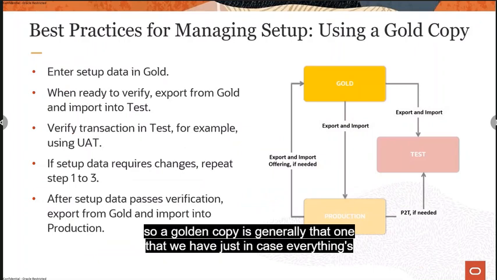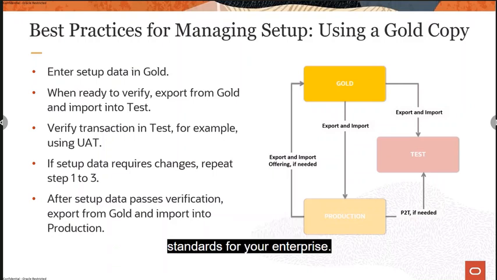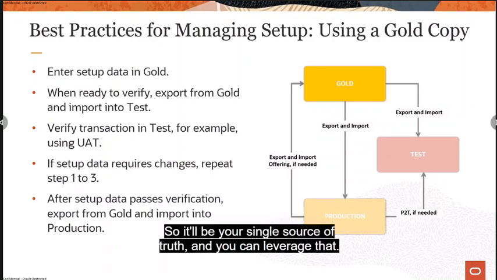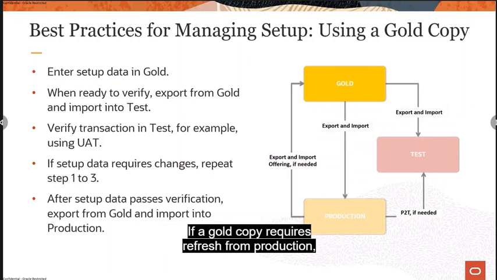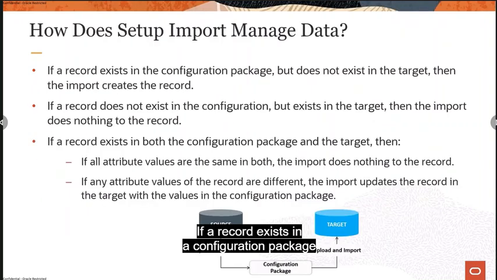You can also leverage a golden copy. A golden copy is generally the one that we have just in case everything's set up and something happens, we can leverage that gold copy that's going to have all of your operating standards for your enterprise. So it'll be your single source of truth, and you can leverage that. If a gold copy requires refresh from production, you can rebuild, export the offering from production into the gold, and this method will override any setups that were in there previously.